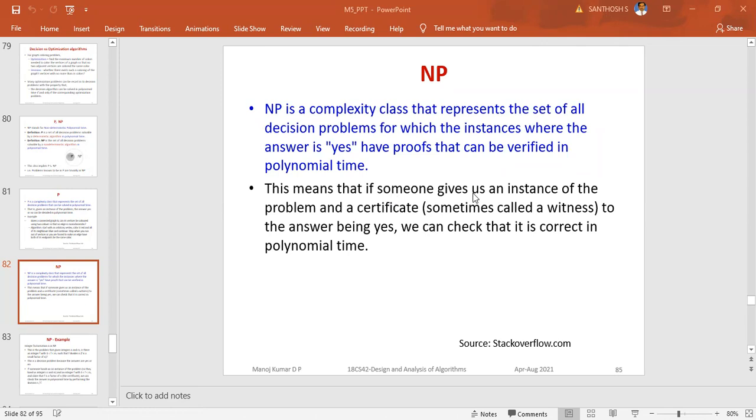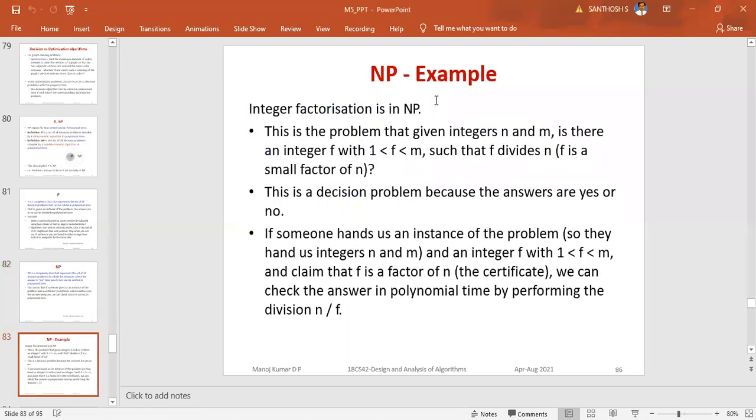This means that if someone gives us an instance of a problem and a certificate for the answer being yes, we can check that it is correct in polynomial time. So now you come to the NP examples. NP means if a decision can be made through non-deterministic means, it can be either yes or no. If it is yes, give the proof.